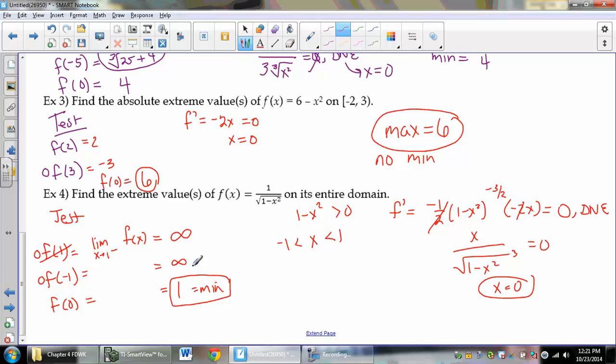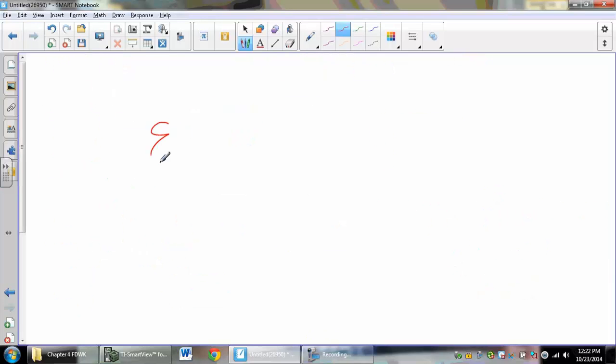All right. Long story short, what I need you to know is when you are testing for absolute extreme values, you absolutely have to test the critical points and the endpoints. Do not forget about the endpoints. You have to test the endpoints. Lots of people just want to jump right to the derivative. You can't do that. You have to test the endpoints.